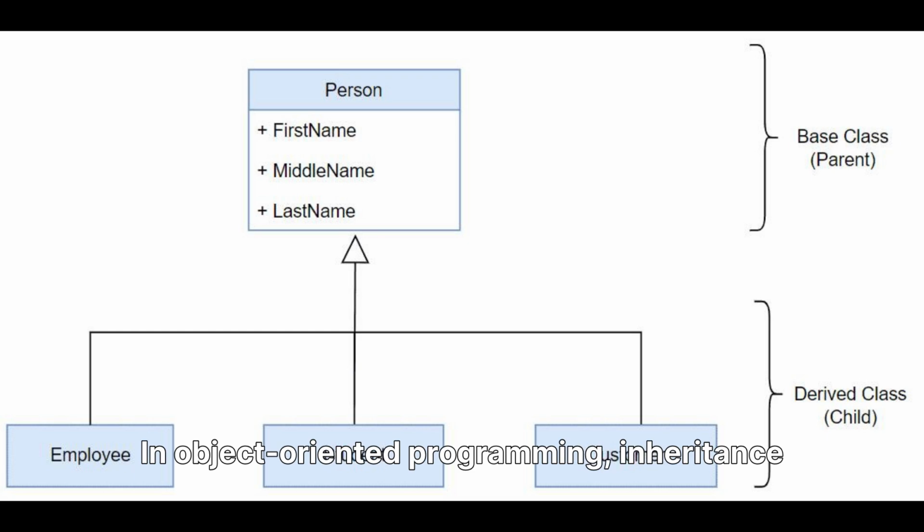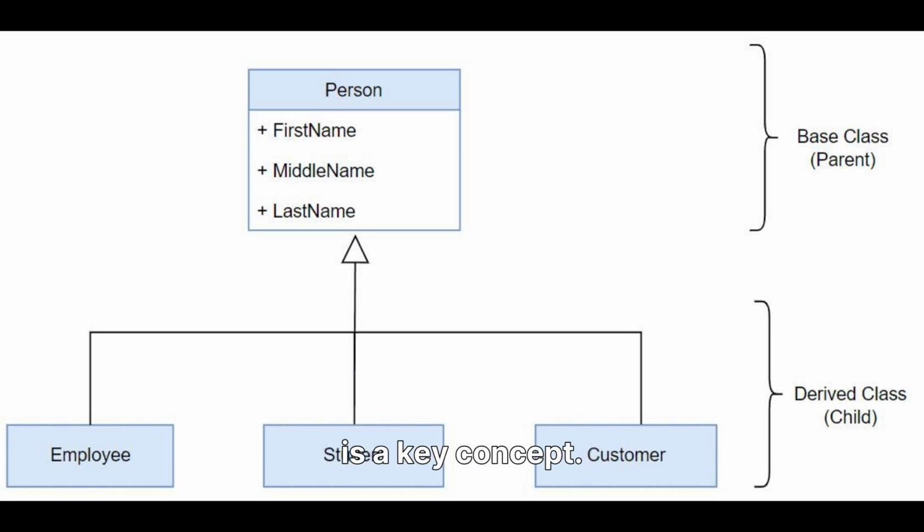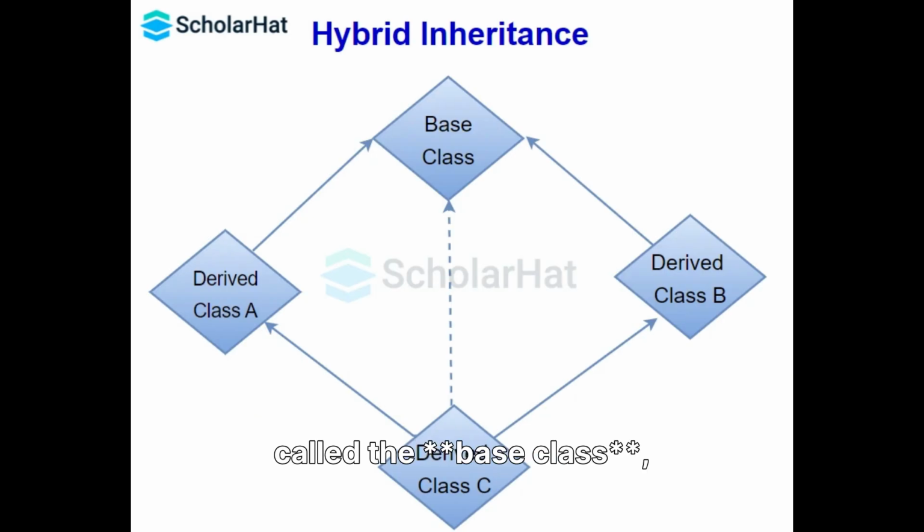In object-oriented programming, inheritance is a key concept. It allows you to create new classes based on existing ones, fostering a hierarchical structure. The original class is called the base class, or parent class, and the new class is called the derived class, or child class. This relationship is fundamental to code reusability.